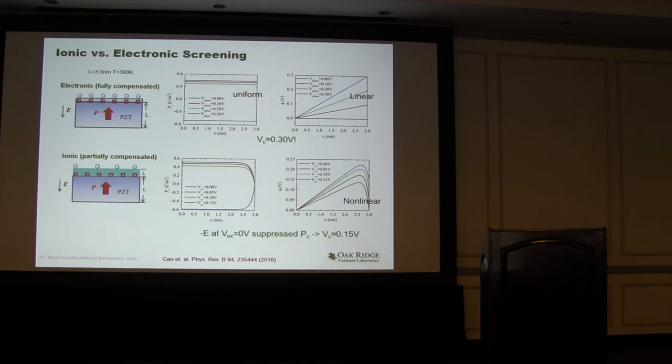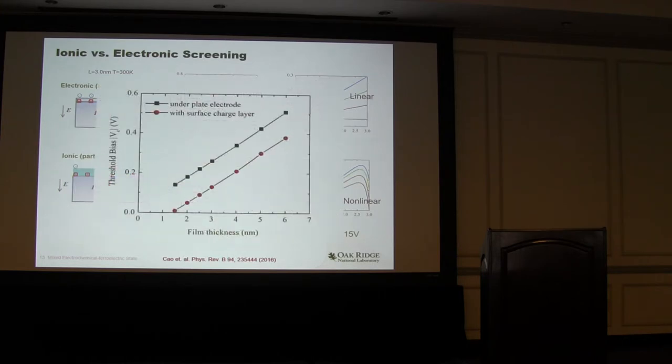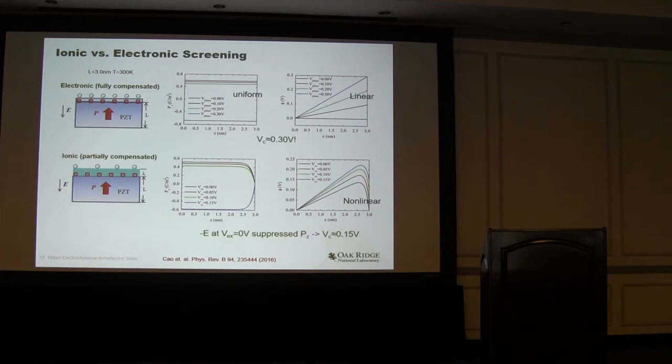layer. In the surface charge screening case, it is quite different. We find that the polarization remains uniform in the film, diminished in the surface charge layer. This creates a nonlinear dependence of the electrical potential on the film thickness. And the maximum electrical potential here is enhanced as compared to the electronic screening. And this creates a negative electrical field even at zero bias. And this strongly destabilizes the polarization in partial ionic screening. And we find that the switching bias is even smaller compared to the electronic screening case.